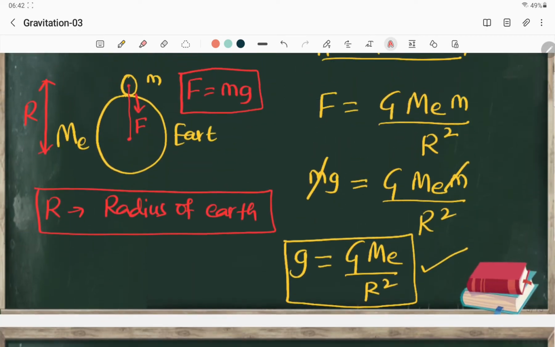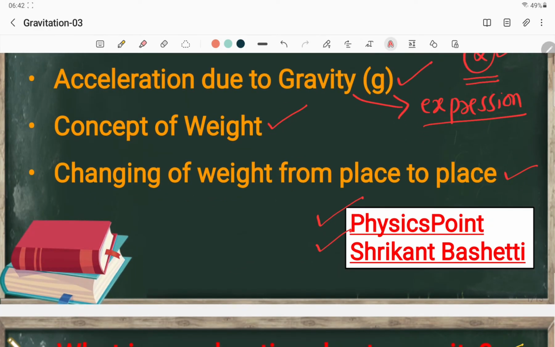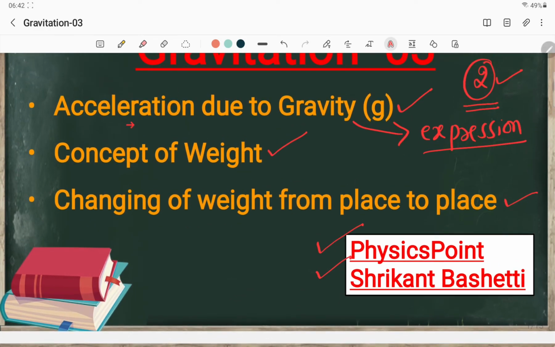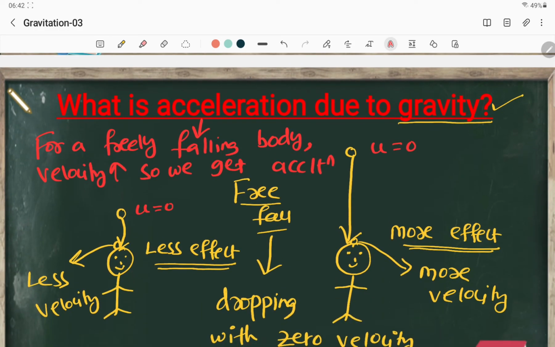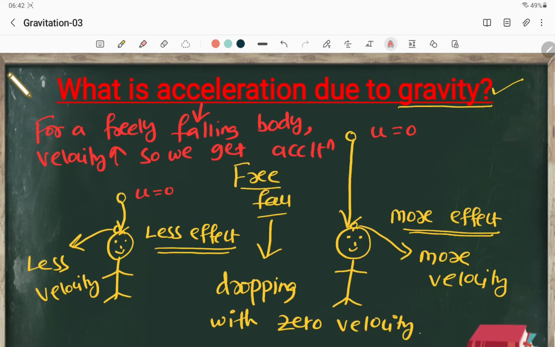So let us summarize whatever we have discussed. Okay, so this went a little fast. What is acceleration due to gravity, dear children? The acceleration due to gravity comes as a body is falling, its velocity is increasing. Its velocity is increasing means there must be an acceleration, and that acceleration is coming due to this gravitational force. That's why the name acceleration due to gravity.